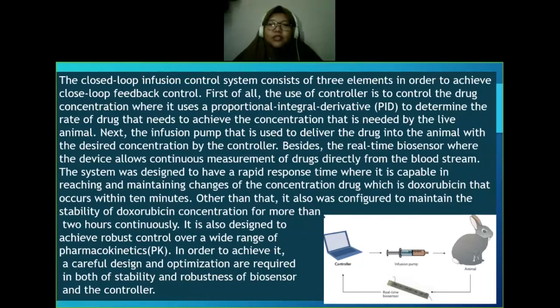The system was designed to have a rapid response time, where it is capable of reaching and maintaining changes of the drug concentration, which is doxorubicin drops, that occur within 10 minutes. Other than that, it was also configured to maintain the stability of dox concentration for more than 2 hours continuously. It is also designed to achieve robust control over a wide range of pharmacokinetics, PK. In order to achieve this, careful design and optimization are required in both the stability and robustness of the biosensor and the controller.